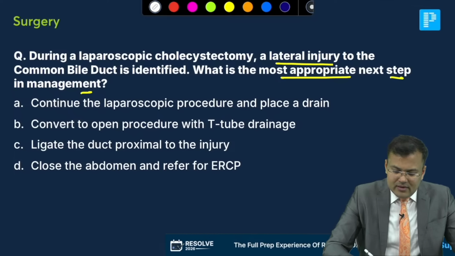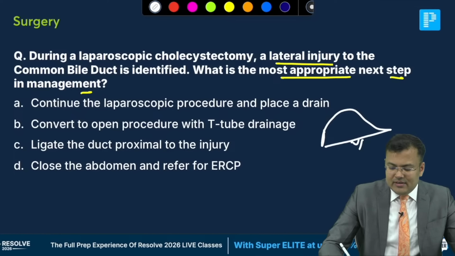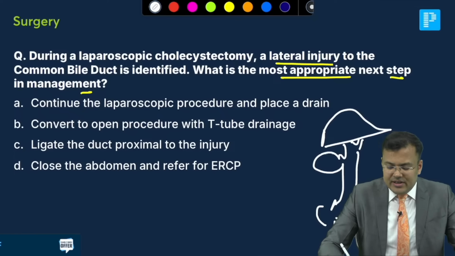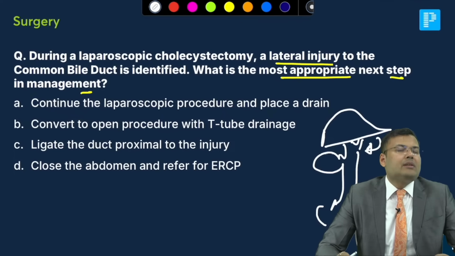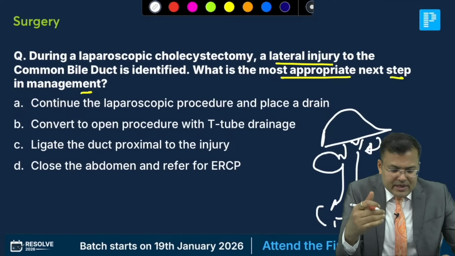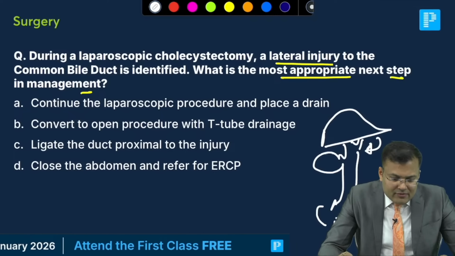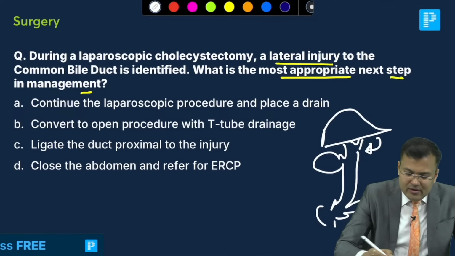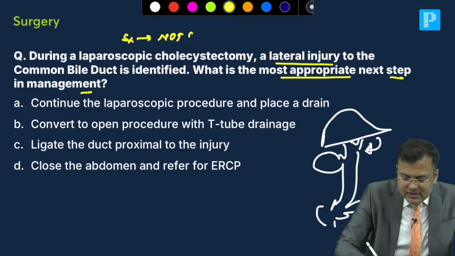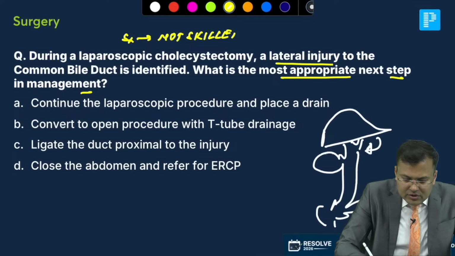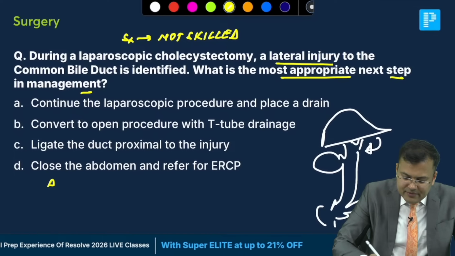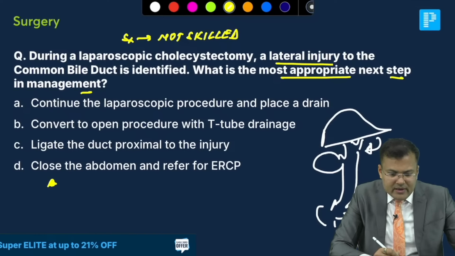Now, just have a look. Imagine this is the liver. You got it? This is the gallbladder. This is the bile duct. Whenever any kind of bile duct injury is detected intraoperatively, what is the preferred approach? It's better to repair it intraoperatively. So, we have to go for intraoperative repair. The surgeon is not skilled. Do ERCP and stenting. Close the abdomen and refer for ERCP. It's already there. The surgeon is not skilled.